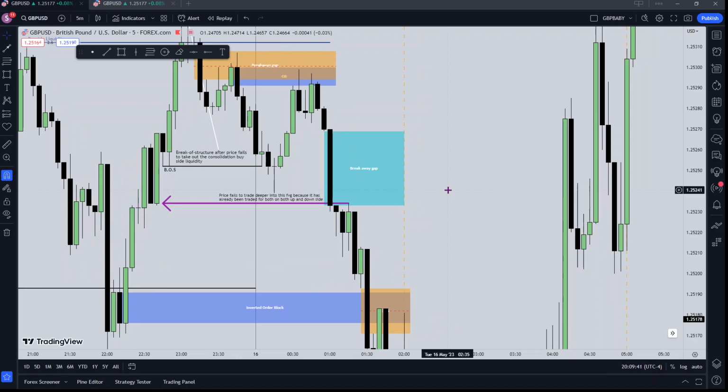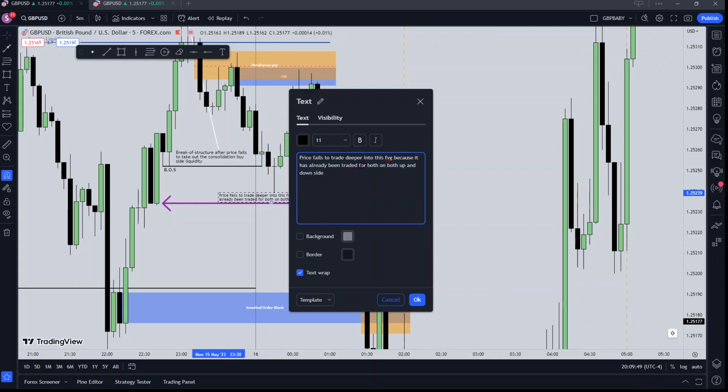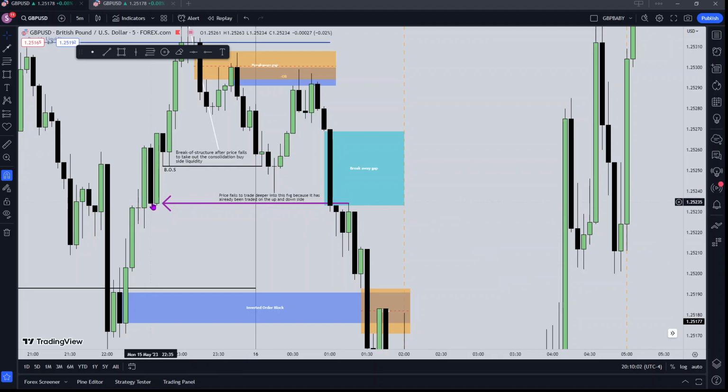Right, cool. So price failed to trade deep into the fair value gap because it has already been traded on both the upside and downside. As you can see, we went up, down, up, left it, wicked into it again, and then we traded away from it, traded through it, disrespecting it. So it's failed to provide support. It's providing support right up until this point, and then we break through it, and then we leave it.